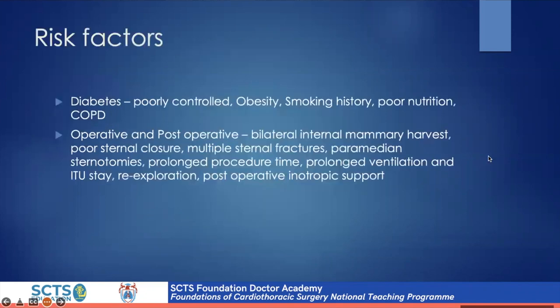Okay. We've talked about the risk factors: poorly controlled diabetes, obesity, smoking, poor nutrition, COPD, and operative procedure as well. So they've harvested the bilateral internal mammary arteries. Obviously, they can provide some blood supply to the sternum for healing. If there's a poor sternal closure technique, a prolonged bypass time, prolonged ventilation, ITU stay, and re-exploration if need be for bleeding, then the patient is at higher risk for things like sternal wound infection and also sternal dehiscence, which is essentially when the sternum, which is joined together, comes apart. And that's a very high mortality, so we need to recognize that early and act quickly.